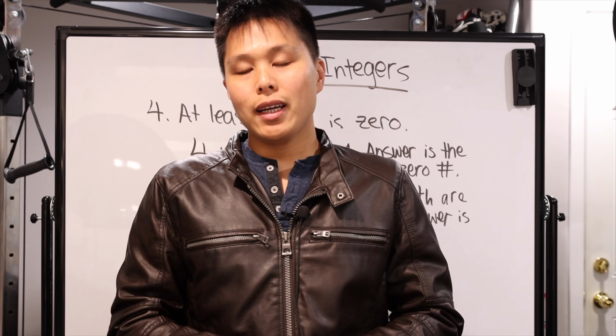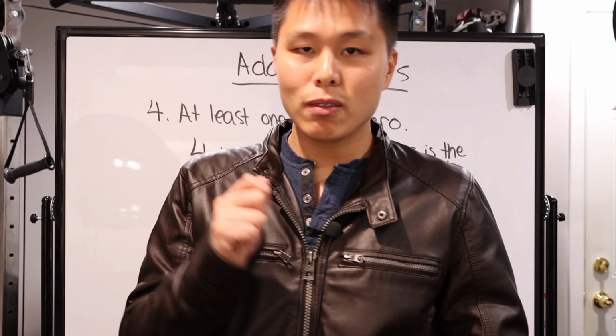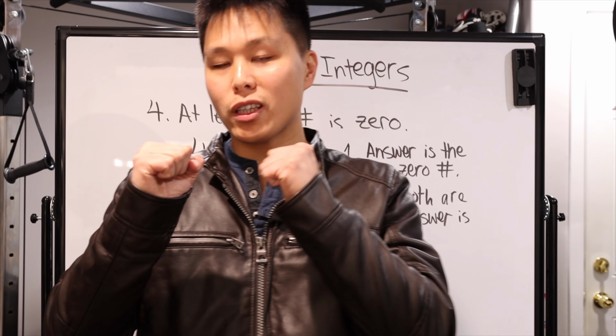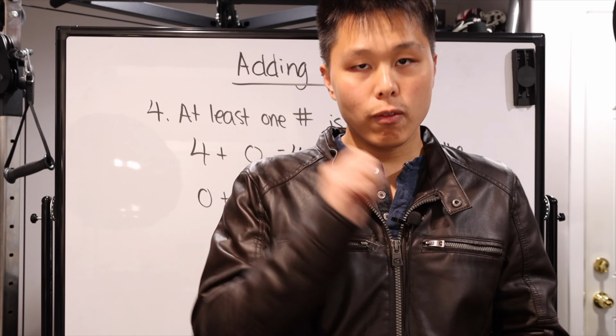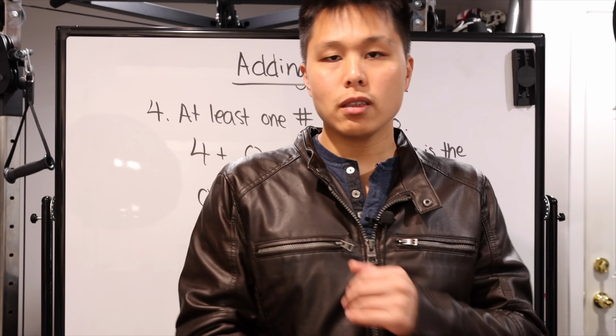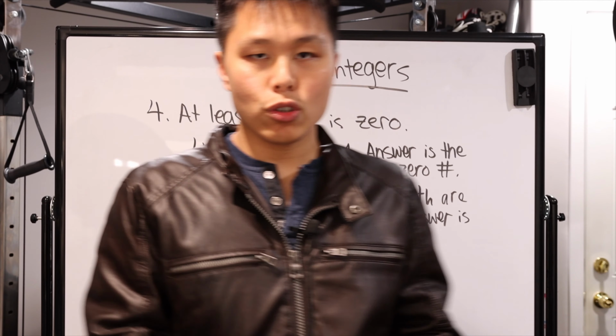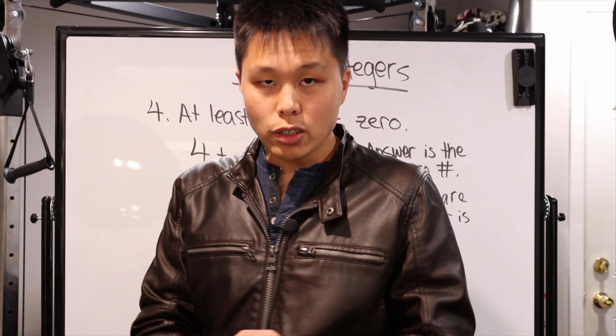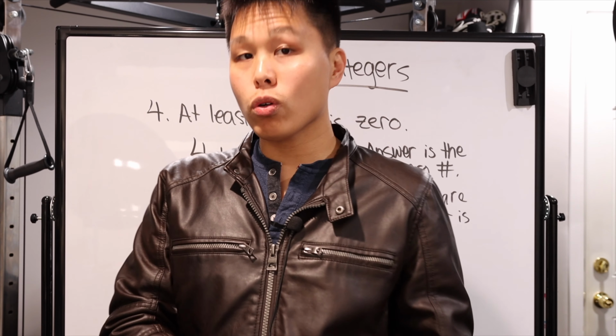The third one is if one is positive, one is negative. First, ignore the signs, get the larger number, subtract the smaller number, and for the answer, if the larger number is positive, the answer is positive. If the larger number is negative, the answer is negative. And the last one, if you're adding 0, either the non-zero number is the answer or 0 is the answer.